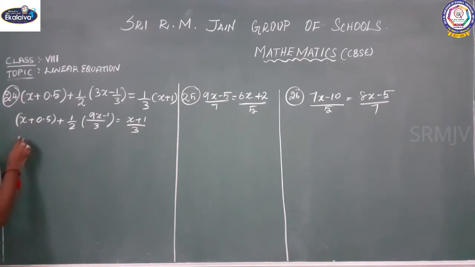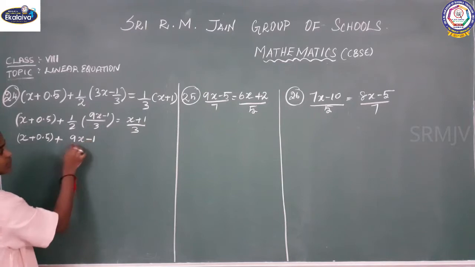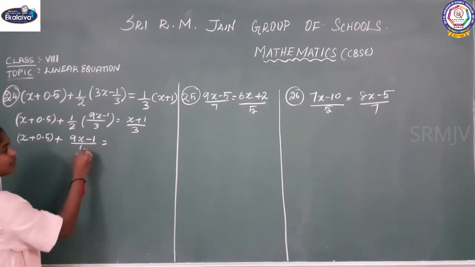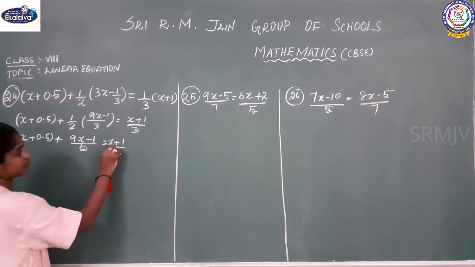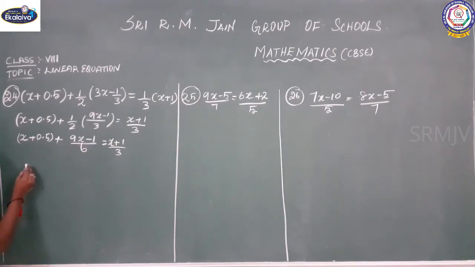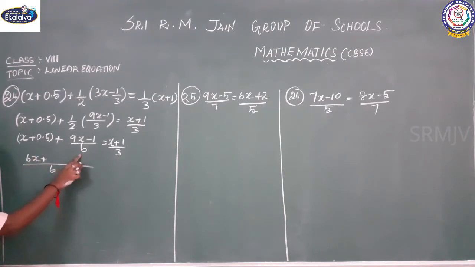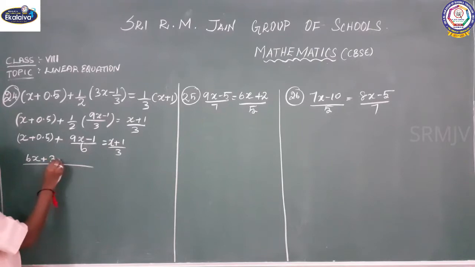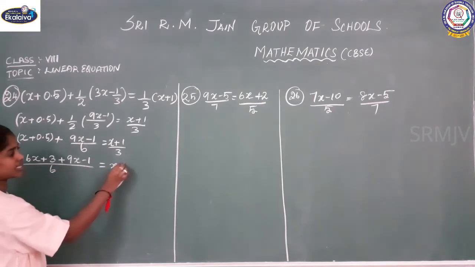And this, I am going to keep as it is again, and these 2 3s are 6. So when I multiply, I will get 9x minus 1 by 6 is equal to x plus 1 by 3. Now I am going to take LCM for this. So when I take LCM, I will get 6. So it will become 6x plus 0.5 into 6, 3.0. So I can write 3. And this I can write as it is: 9x minus 1 is equal to x plus 1 by 3.